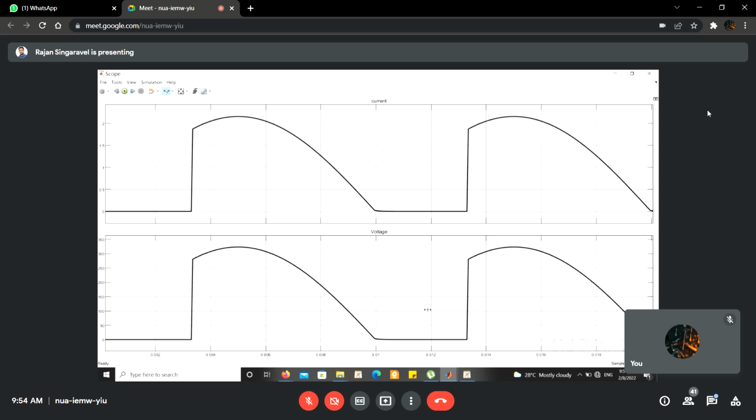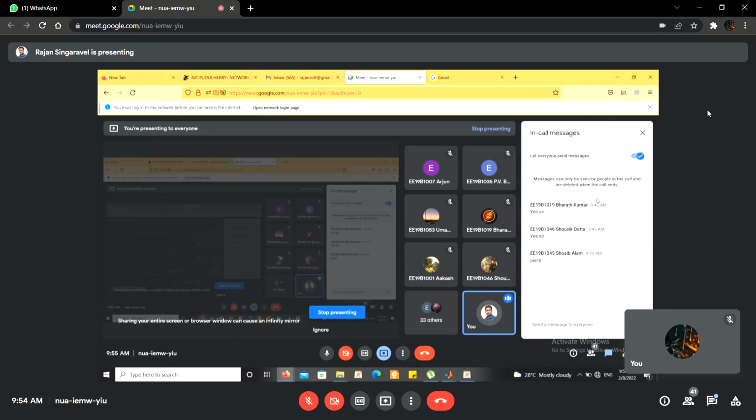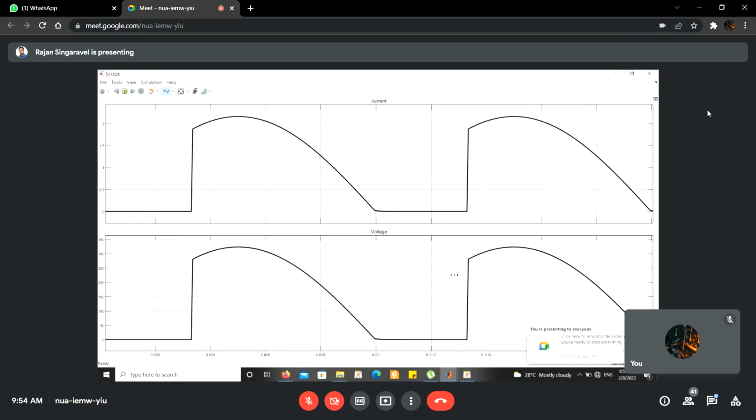At least someone correct, tell me the correct value of firing angle from this waveform. What is the firing angle? Don't message, unmute and tell me. I cannot keep on switching my screen. You can unmute and tell me what is the firing angle. At least from the diagram, can someone give me the value of firing angle?